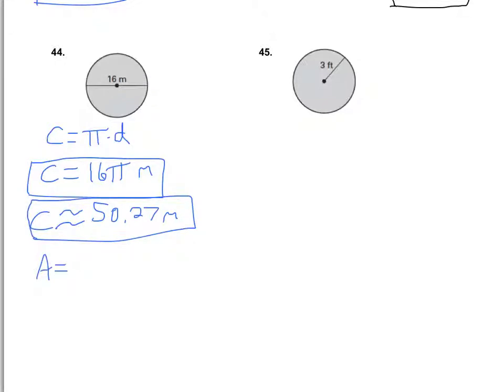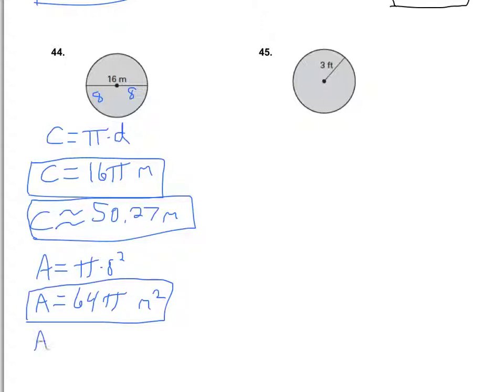Now we also need to do area. Area is pi r squared. And so you need to know the radius. And so if you split 16 in half, you get a radius of 8. So pi 8 squared. And so the exact area is going to be 64 pi. 8 squared is 64. And that would be square meters. The approximate is if we type in 64 times pi, and you get 201.06 approximately.